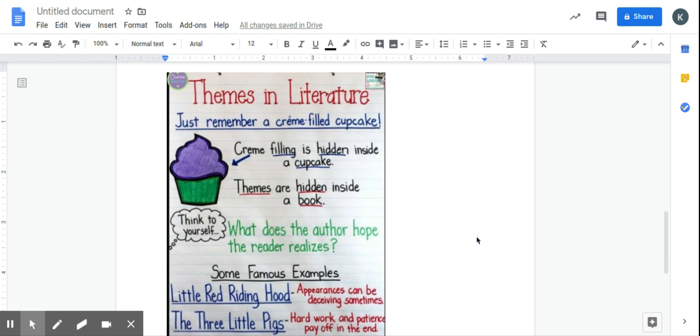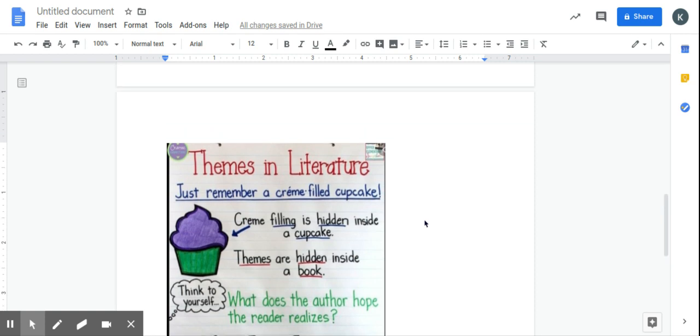Some famous examples at the bottom of this anchor chart include Little Red Riding Hood, which the theme is appearances can be deceiving sometimes. We would have to figure that out as readers when we read that story. And the Three Little Pigs, hard work and patience pay off in the end. Okay, it doesn't say that in the stories, but we need to figure that out as readers.